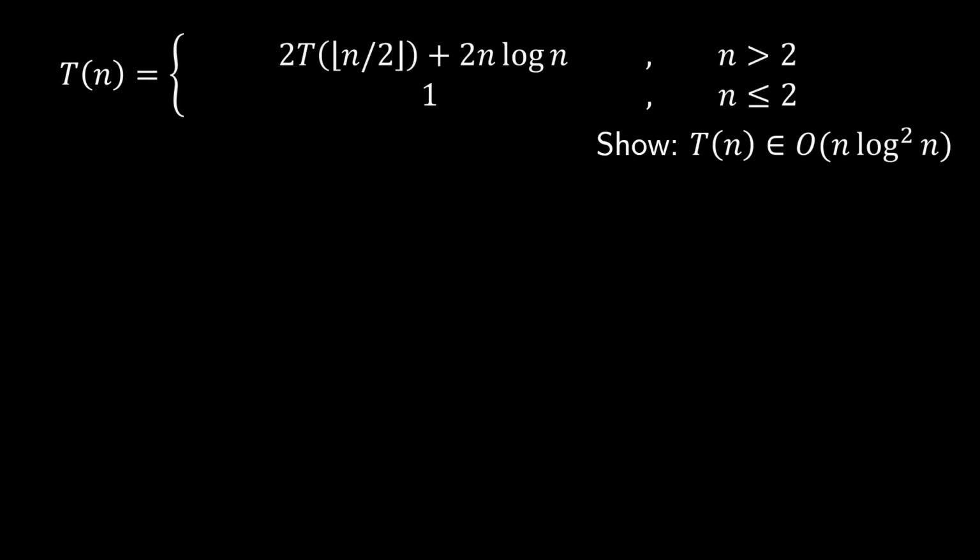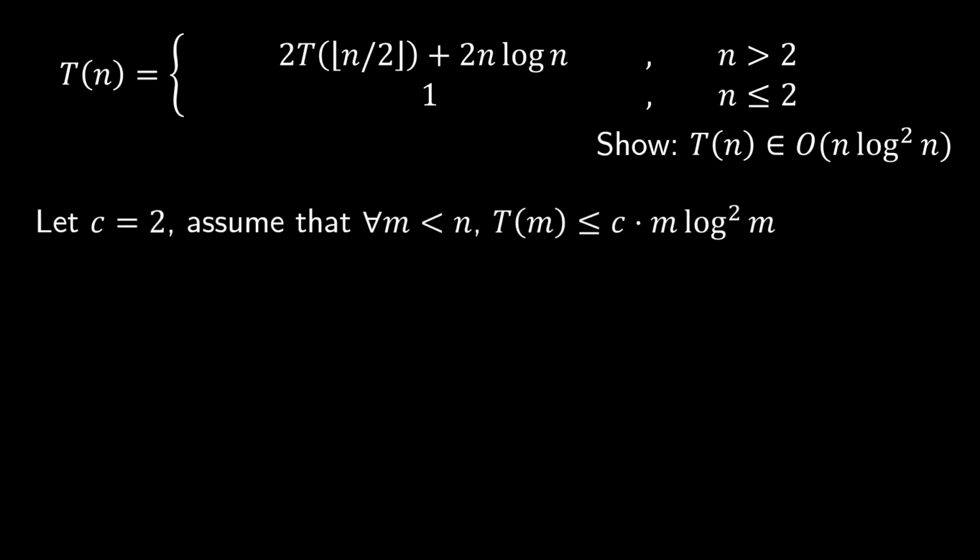Okay, so let's do one more example. This time around, I'm going to show you T(n) being 2 times T(n over 2) plus 2n log n. And this time around, we want to show that this is in O of n log squared n. Okay, so how do we do this? This time around, I'm going to use the multiplier. So I'm going to set the multiplier to be 2. Okay, and I'm going to assume that for all m less than n, it holds that T(m) is less than or equal to C times m log squared m.